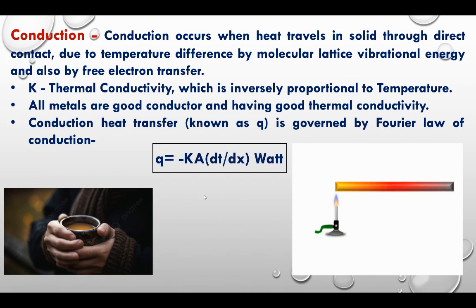Basically, Fourier's law of conduction says that the heat transfer by conduction is directly proportional to the thermal conductivity and the area of the body. So here you can see Q equals minus K A dT by dx, which is the formula of Fourier's law, and it comes in the form of watts.